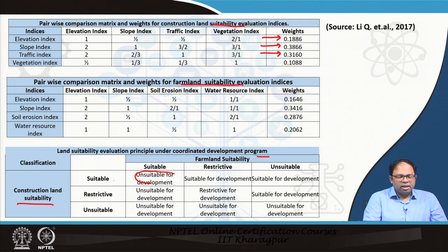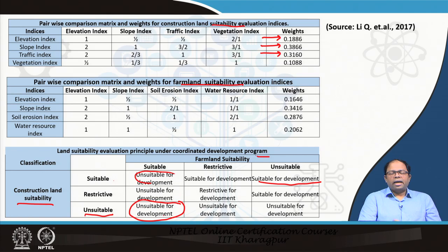When construction land is suitable but farmland is unsuitable, then it is suitable for development of that particular area. And when construction land is unsuitable and farmland is suitable, then it is suitable for development of probably farmland, or rather to keep it undeveloped. So it is unsuitable for development. So these kinds of comparisons could also be conducted.